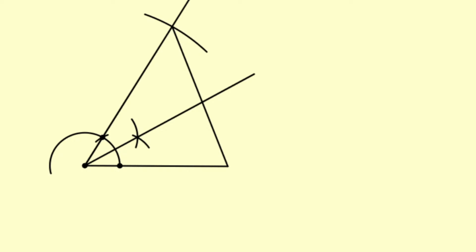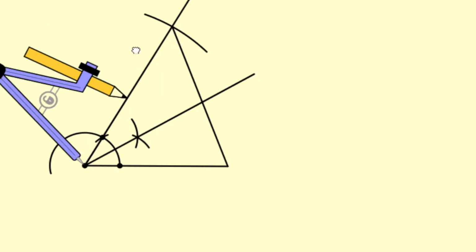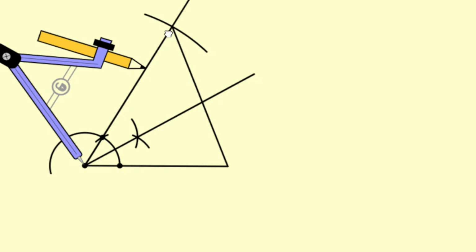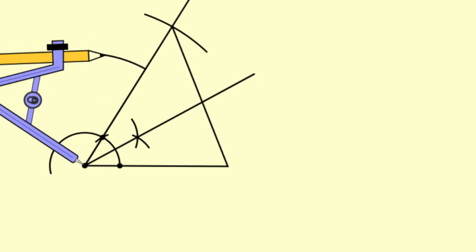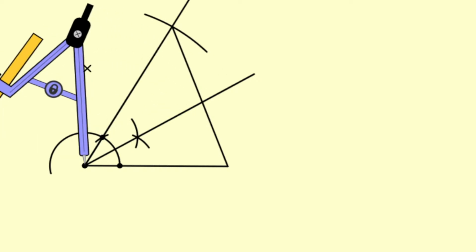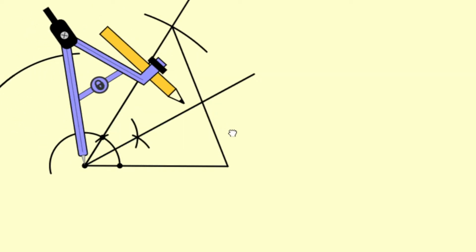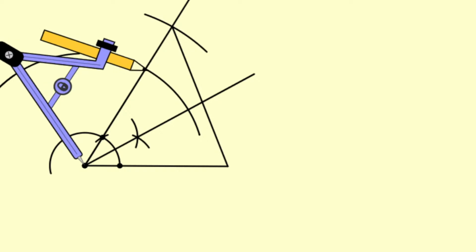Now they are telling construct the locus of the points equidistant from A and B. Equidistance from AB means we have to draw the perpendicular bisector of AB. So this is line segment AB. We have to open compass more than half, one arc at the left side and one arc at the right side, because we are drawing the perpendicular bisector of AB.